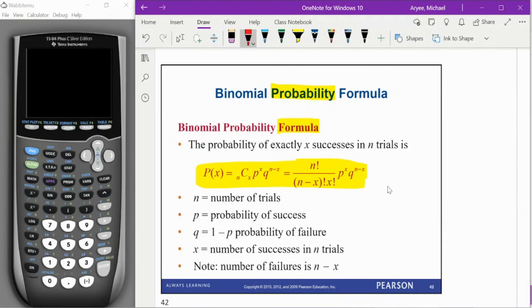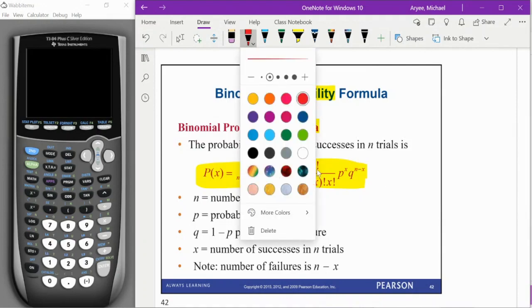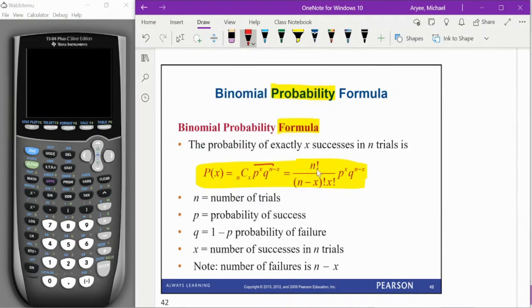You know about this already. You know what p is. You know what x is. You know this about p, q, x, n. You know them. What you don't know is this combination, right? The combination is this portion of it.